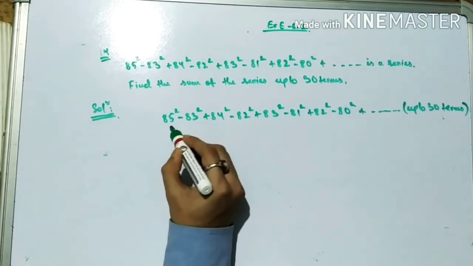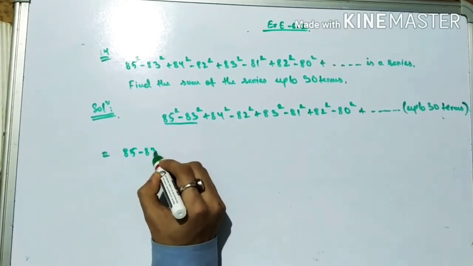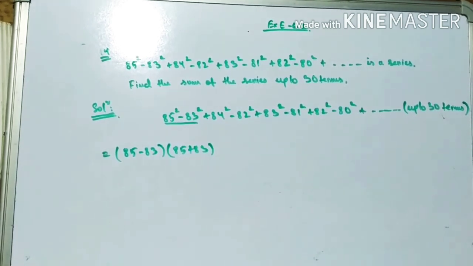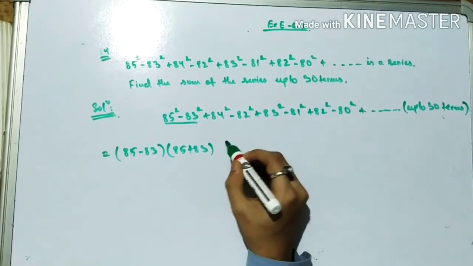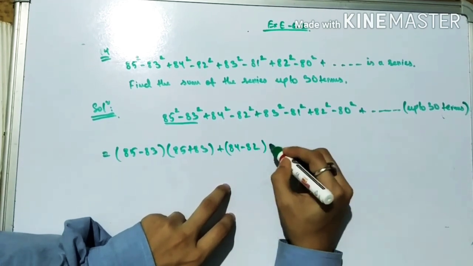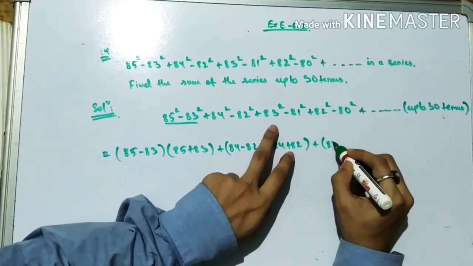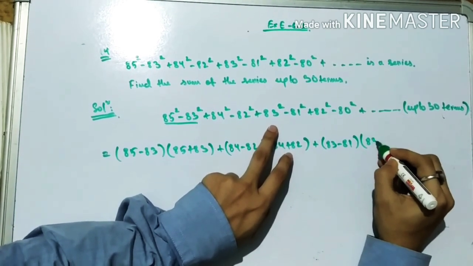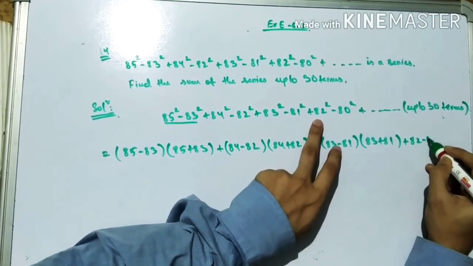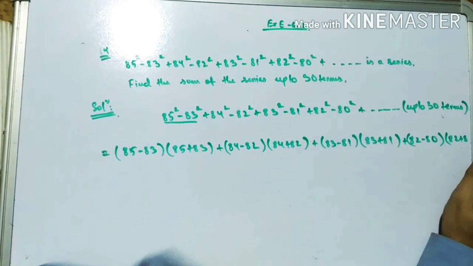So now these two terms I can write as 85 minus 83 into 85 plus 83. A minus b into a plus b, yes, the a square minus b square formula. Then again plus this one, I can write as 84 minus 82 into 84 plus 82. Again plus 83 minus 81 into 83 plus 81. And again 82 minus 80 into 82 plus 80. Let me write it nicely.